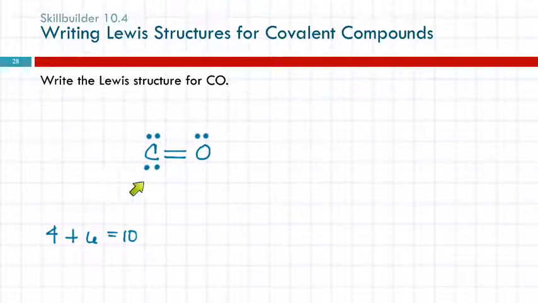So which one should I take a lone pair from? Well, I should take a lone pair from the carbon because it has enough; the oxygen doesn't have enough. So I want to take this from here because when I make this into a bond, the carbon still gets to count both of those electrons. So we're going to take that off and make a triple bond.